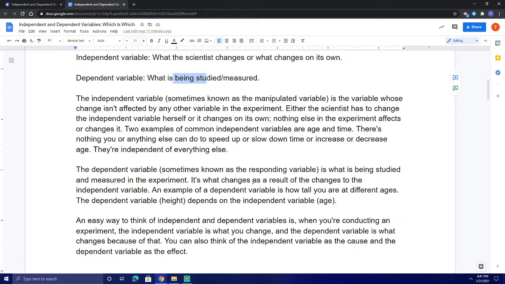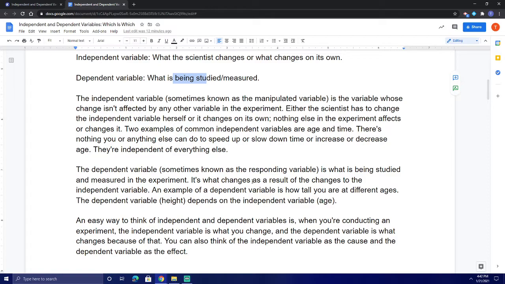The dependent variable, sometimes known as the responding variable, is what is being studied and measured in the experiment. It's what changes as a result of the changes to the independent variable. An example of a dependent variable is how tall you are at different ages. The dependent variable height depends on the independent variable age.